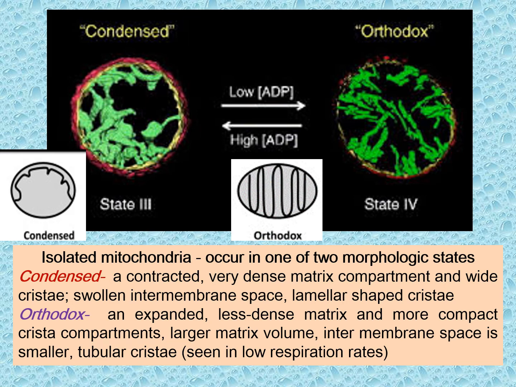Condensed is a contracted state with swollen intermembrane space and lamellar cristae, and they will have a very dense matrix and wider cristae, whereas in the orthodox state you can see an expanded, less dense matrix with tubular cristae, and the cristae compartments will be more compact. They will have a larger matrix volume, and they are seen in low respiration states. So here also you can see the difference between a condensed state and an orthodox state.